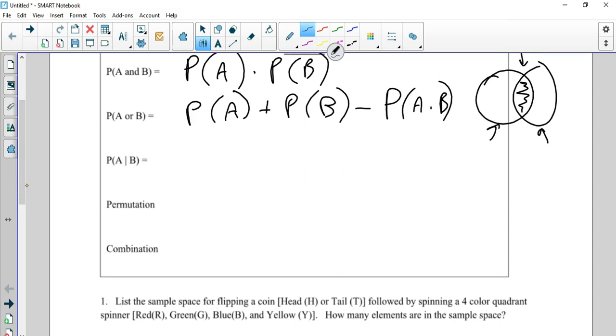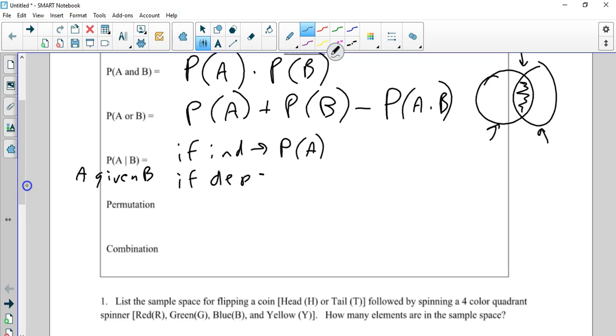Remember, this means A given B. All right. So first off, we talked about if it's independent, then it's just the same thing as the probability of A. If it's dependent, then it's the probability of A times B divided by the probability of B. Okay. And vice versa. If it was B given A, you would just put probability of A on the bottom.